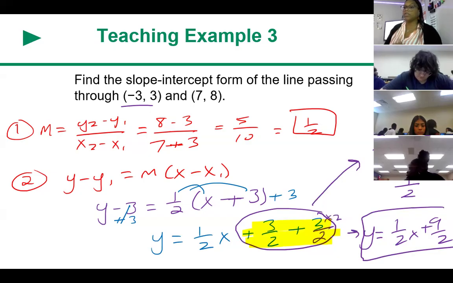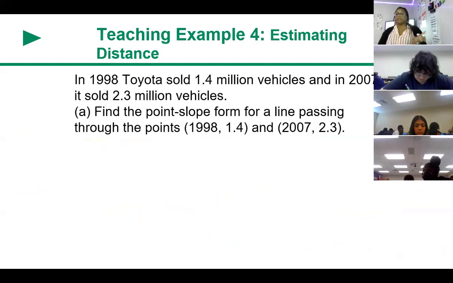All right, so we're going to go on to example number 4. Example number 4 is going to be our quote unquote real world example, okay? So in 1998, Toyota sold 1.4 million vehicles, and in 2007, it sold 2.3 million vehicles. Find the point slope form for a line passing through the points 1998, 1.4, and 2007, 2.3, okay?